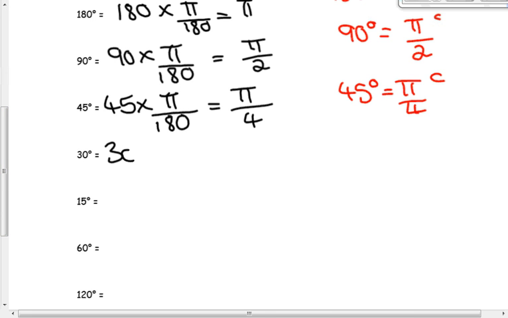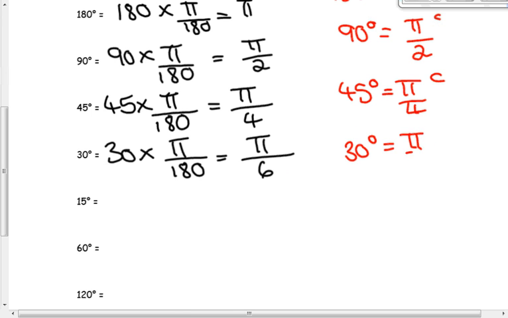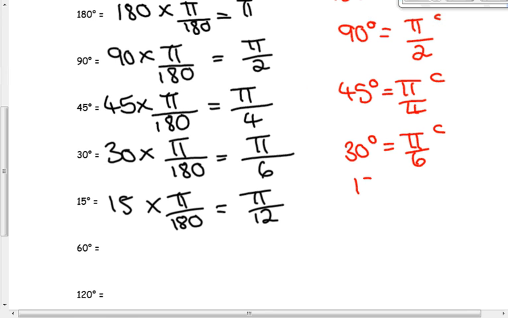And again, 30 times pi over 180 is equal to pi over 6. So 30 degrees is equal to pi over 6 radians. 15 degrees, 15 times pi over 180, pi over 12. So 15 degrees is equal to pi over 12 radians.